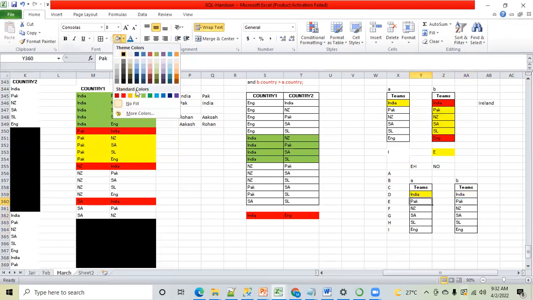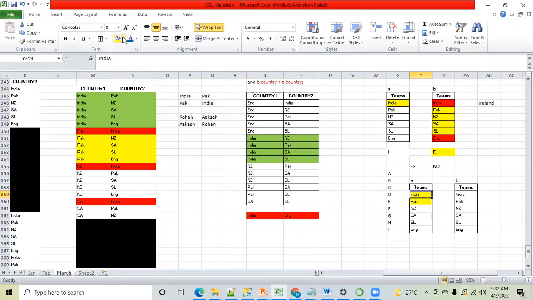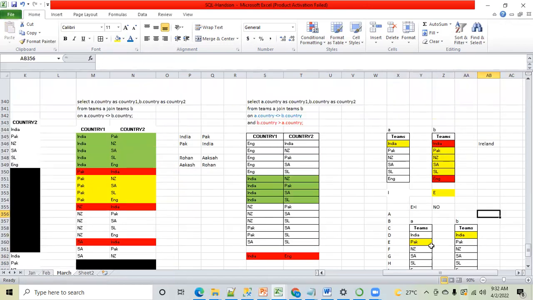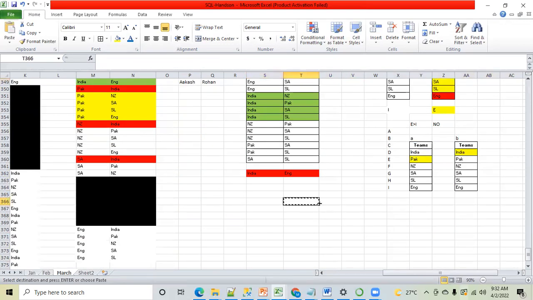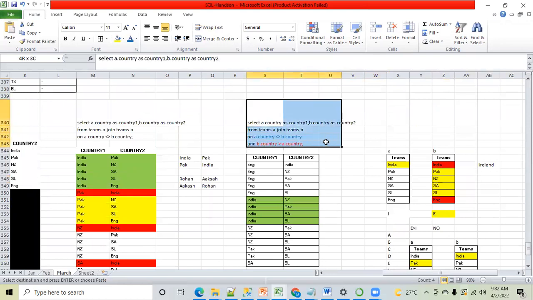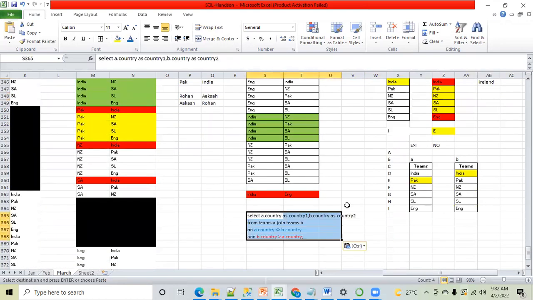Let's start with Pakistan. Pakistan with India combination, is it applicable? Yes or no? No. Why? In this query, which condition is getting failed? Second condition, I think. Let's try to understand Pakistan with India. The first condition says both the countries should be different. That is fine, both countries are different, so the first condition is passed.